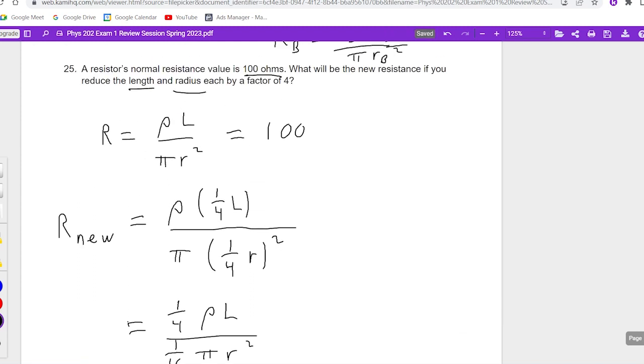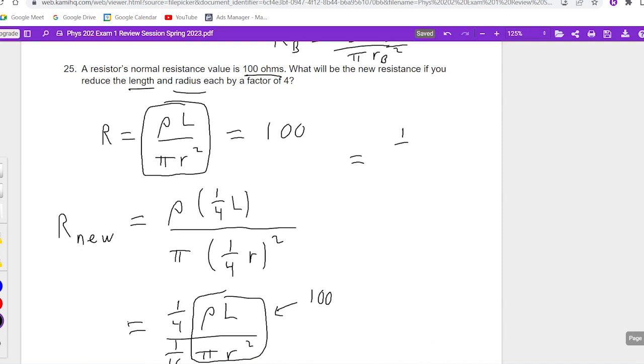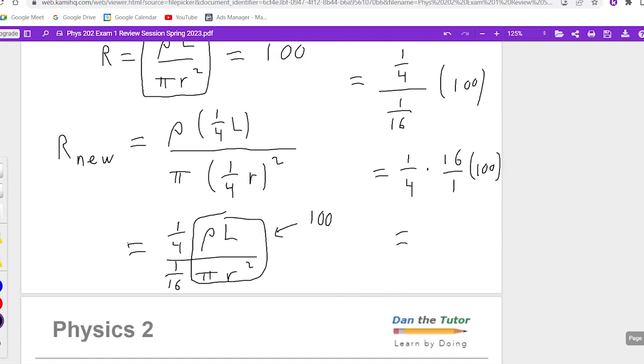And now here's what I'm going to do this time. I'm going to say, hey, rho L over pi r squared equals 100, right? And I see those variables right here. So that right there I'm going to replace with 100. That is the strategy. So then what am I left with? Numerator 1/4, denominator 1/16, times 100. And now all I need to do is multiply by the reciprocal like we did before. 1/4 times the reciprocal, 16 over 1, still times 100. The answer for my new resistance is 400 ohms.